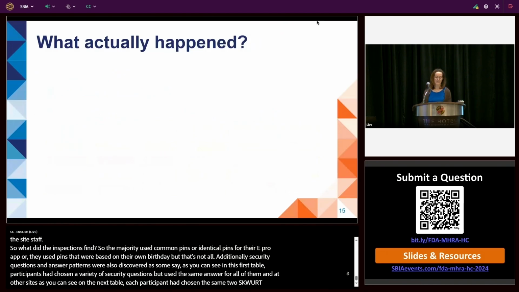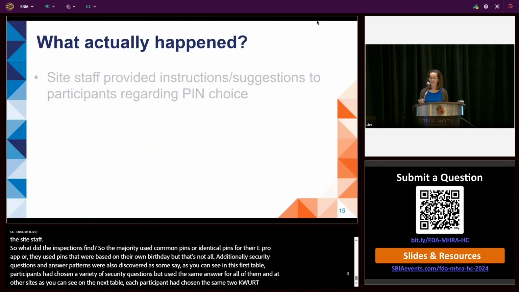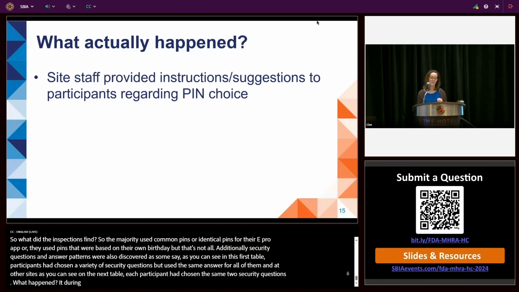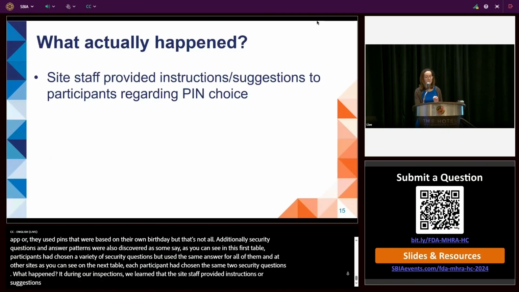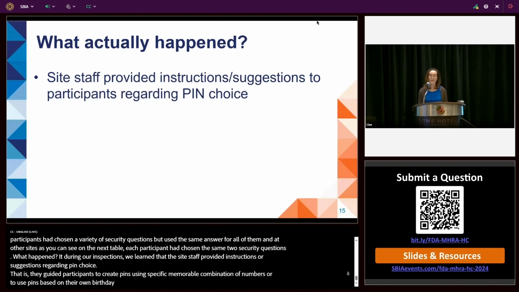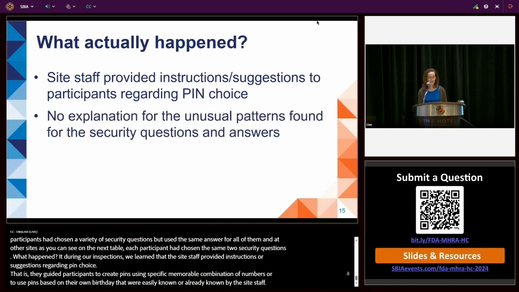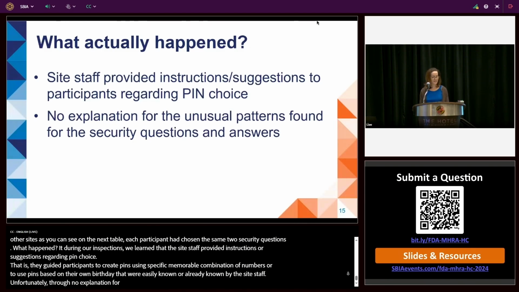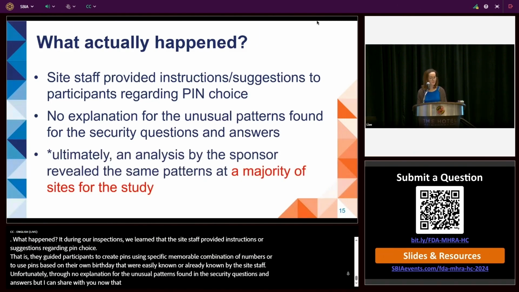So what actually happened? During our inspections, we learned that the site staff had provided instructions or suggestions to participants regarding PIN choice. That is, they guided participants to create PINs using specific memorable combinations of numbers, or to use PINs that were based on their own birth date that were easily known or already known by the site staff. Unfortunately, we gathered no explanation for the unusual patterns found in the security questions and answers. But I'll share with you now that ultimately, an analysis by the sponsor revealed the same findings at a majority of sites for the study.